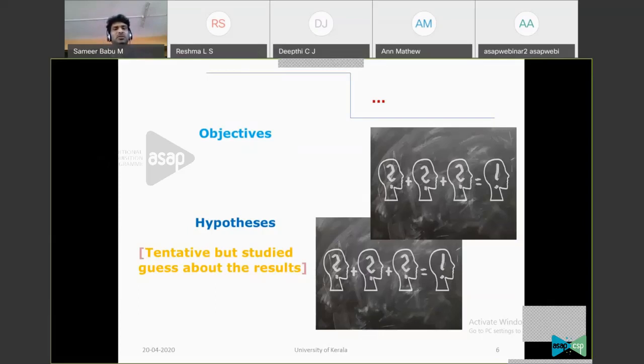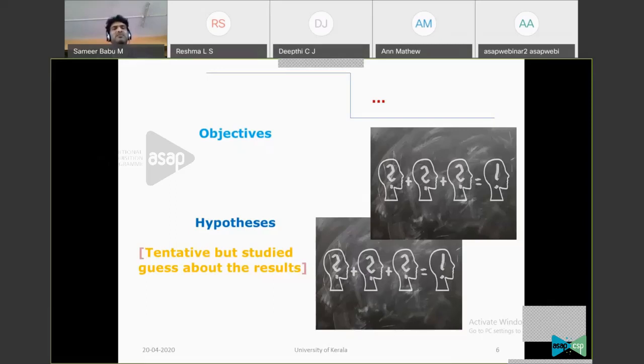What is a hypothesis? These are tentative generalizations. Sometimes there is a misconception among students while writing the hypothesis. They simply write the hypothesis in a model, because we have certain models. We have the directional hypothesis, which gives you the direction of the relationship or comparison.